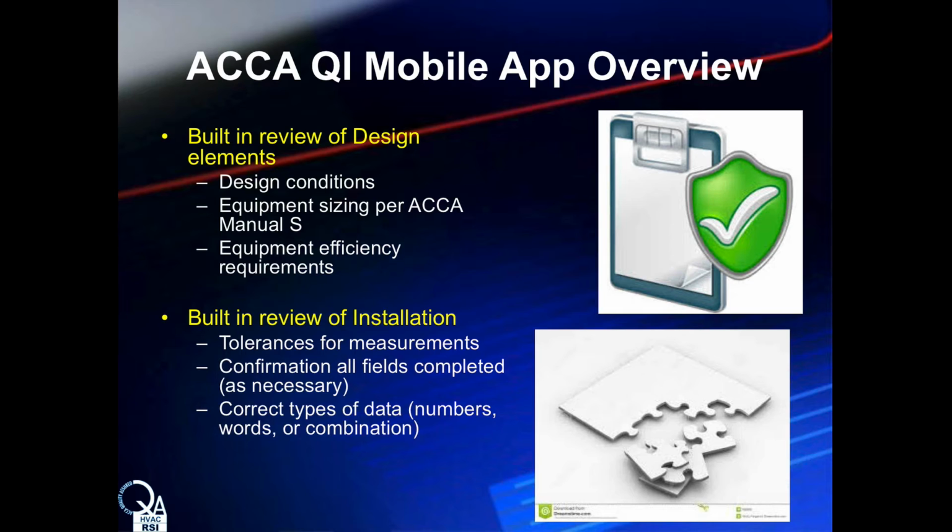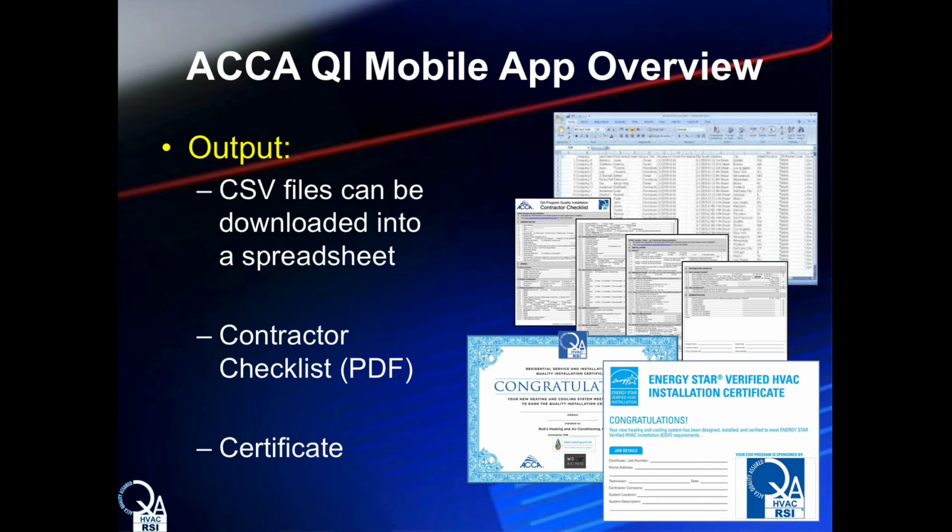The information related to an installation can be viewed on the mobile app, or it could be downloaded and stored on a spreadsheet. You can print out a copy of the checklist with values you entered for a paper trail, or to be left at the unit for future reference. Upon completion, if the design and installation measurements meet the ACCA 5 QI standard and ENERGY STAR efficiency requirements, you can also print out a certificate for your customer.